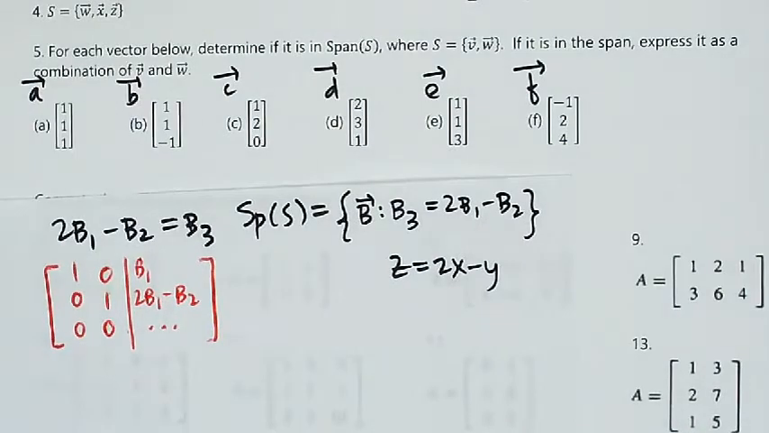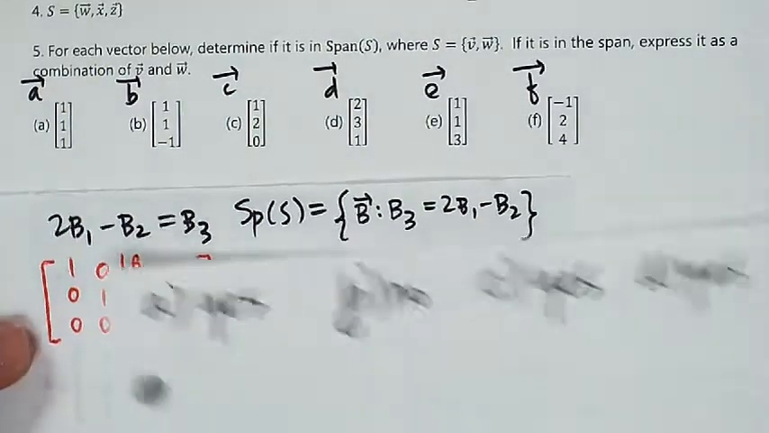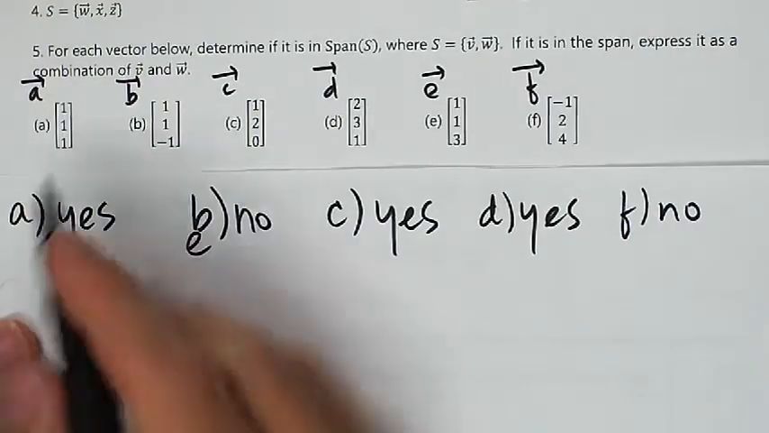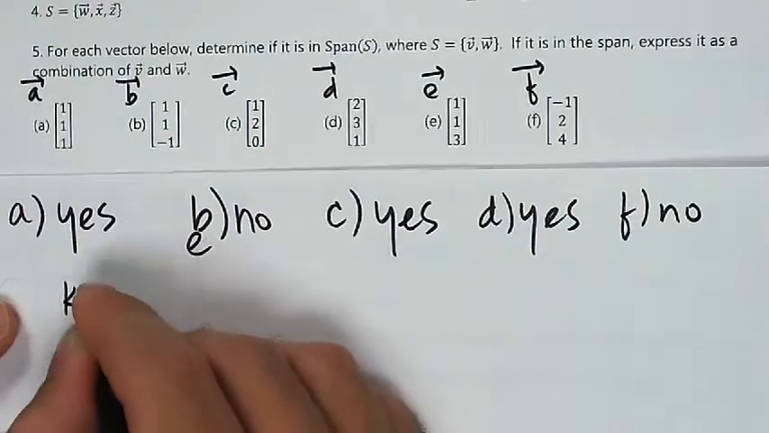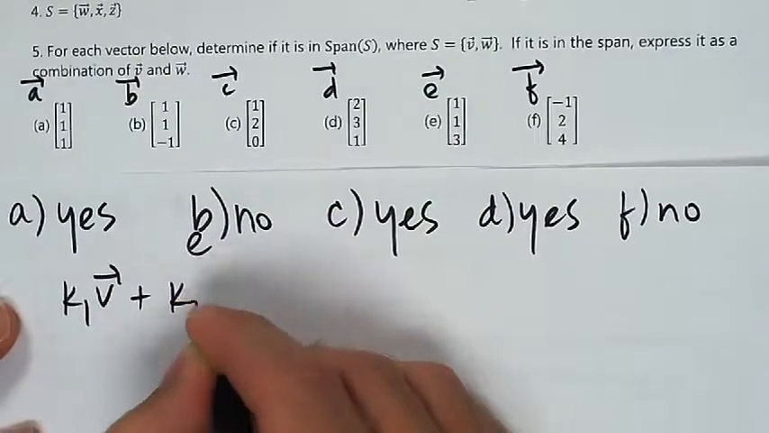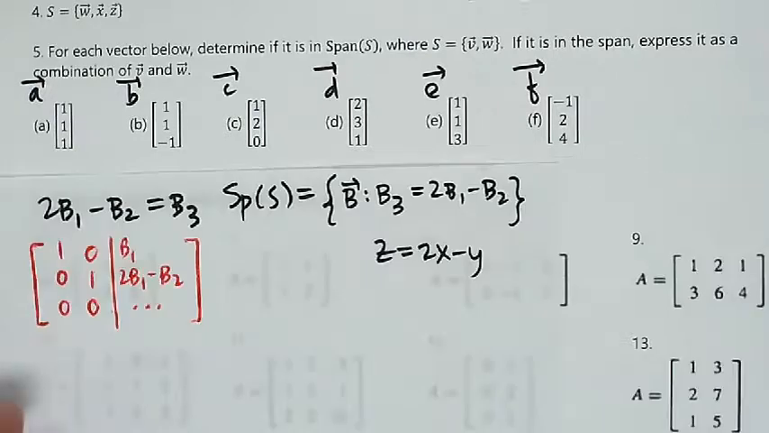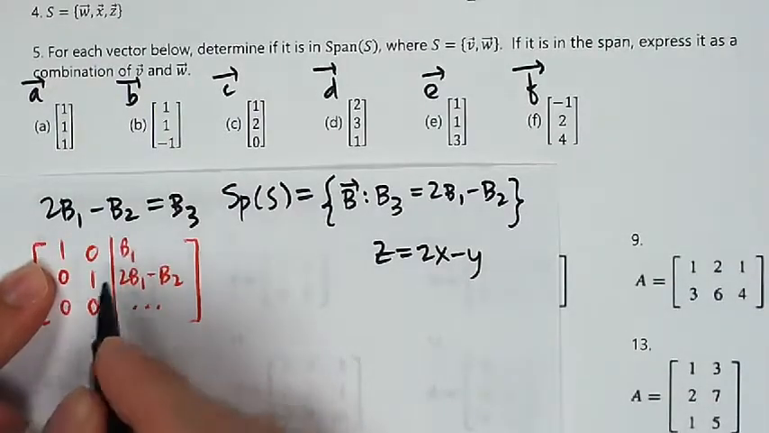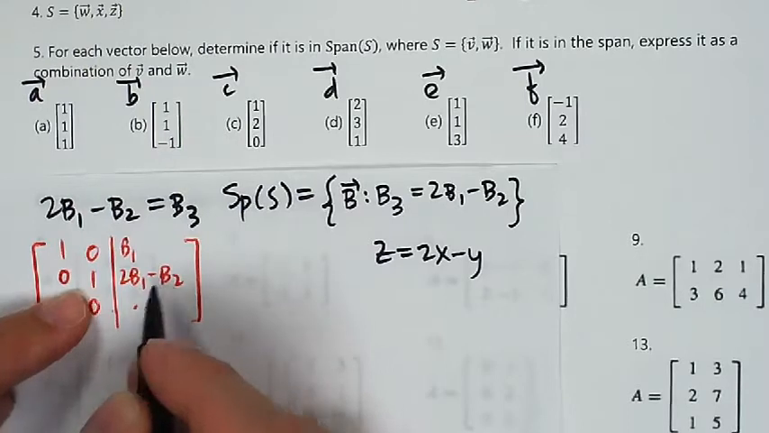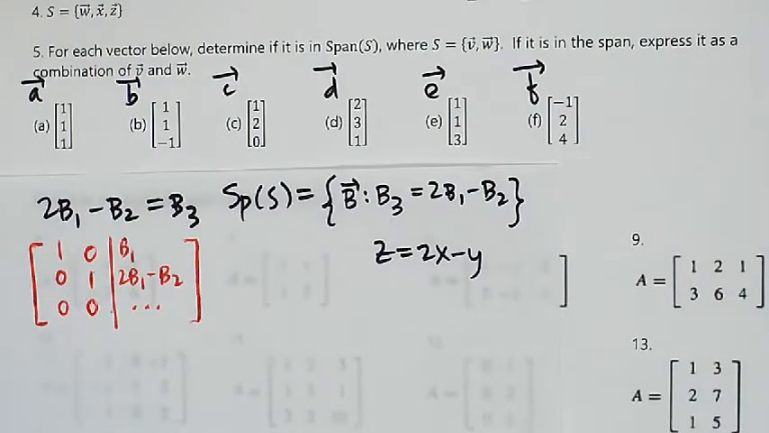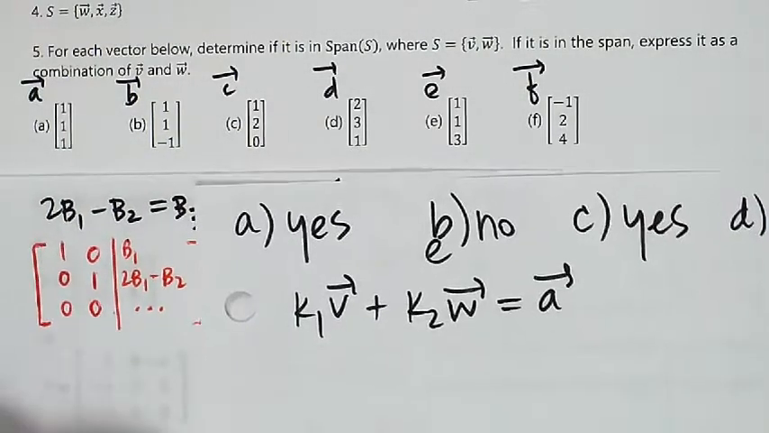Okay. And I'll be interested in solving, for instance, for part A, how many K1 V's plus how many K2 W's does it take to equal A? But this is giving me information about K1 equals B1. K2 is 2B1 minus B2. Evidently, we don't really care about what happens to B3, except that it has to fit that pattern in the first place. Okay. So when I'm going over here, I'm going to say A is 1, 1, negative 1.